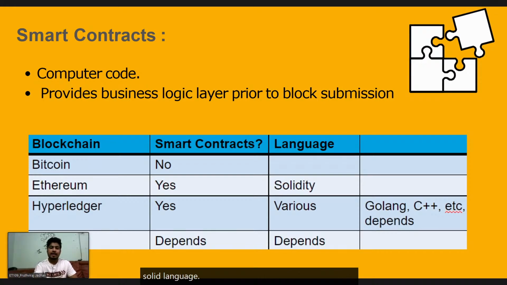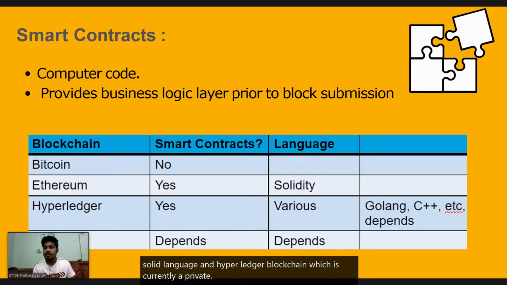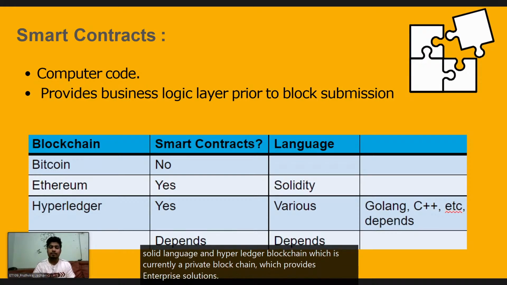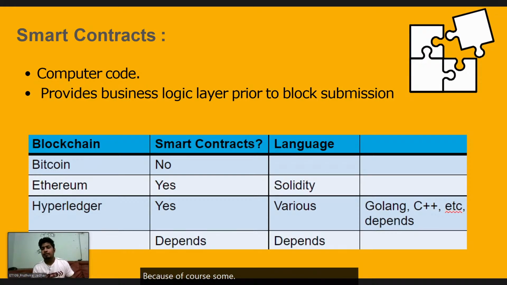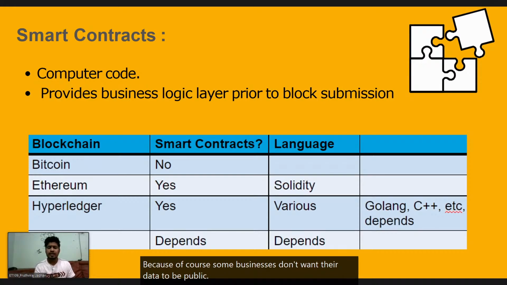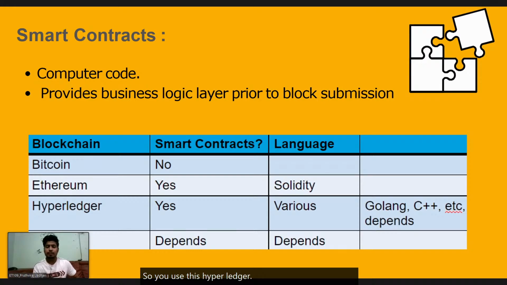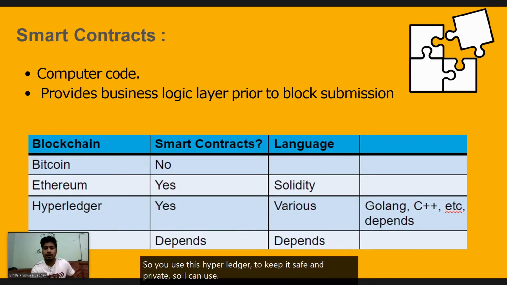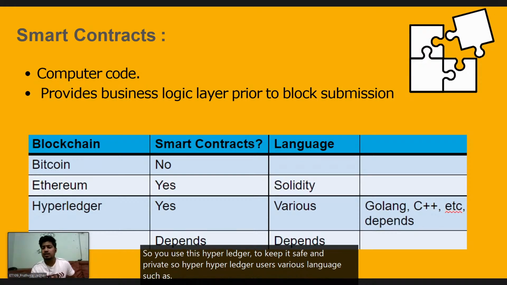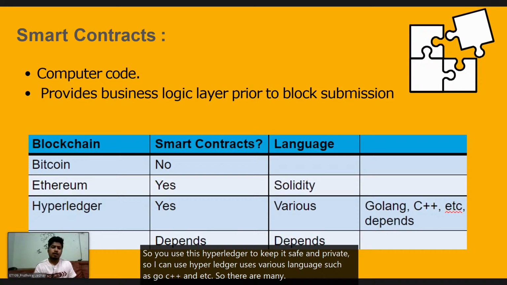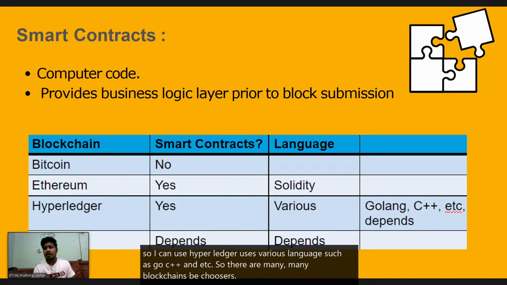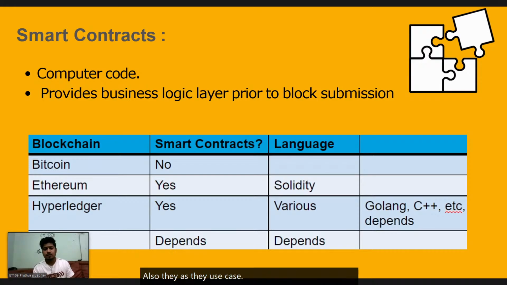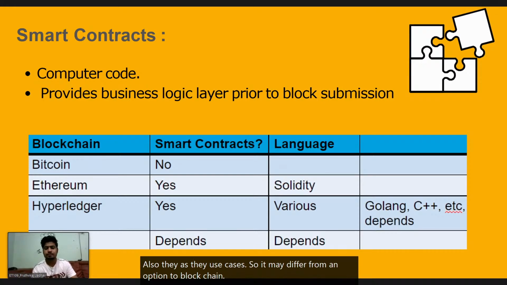which is written in Solidity language. And Hyperledger blockchain is currently a private blockchain which provides enterprise solutions, because of course some businesses don't want their data to be public, so they use Hyperledger to keep it safe and private. Hyperledger uses various languages such as Go, C++, and so on. So there are many blockchains which use smart contracts. Also they have their own use cases, so it may differ from blockchain to blockchain.